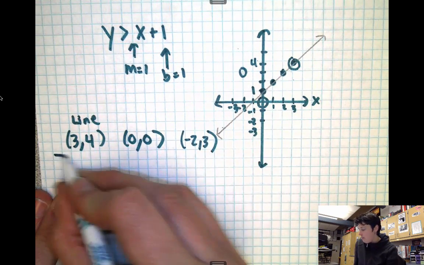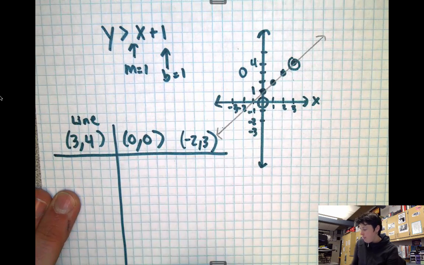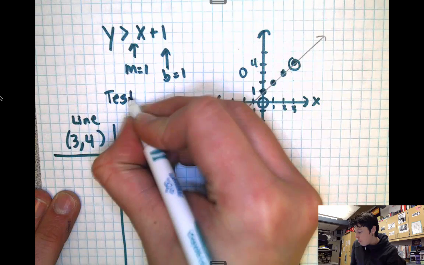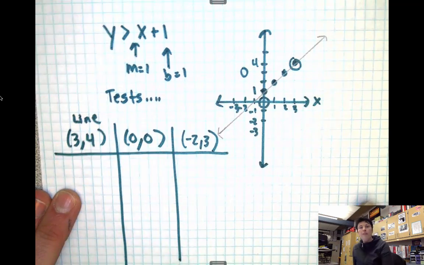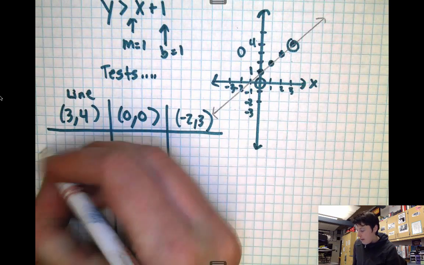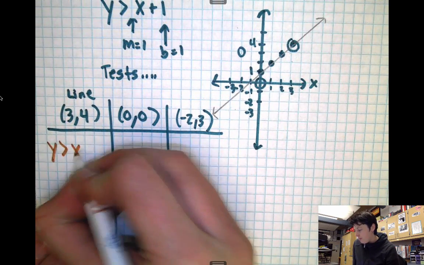All right, let's make a table. Let's organize our work. And let's label at the top that we are running some tests so that everybody kind of understands what I'm up to. And we're going to test all 3 of these in the rule that we were given. So the rule we were given was y is greater than x plus 1.